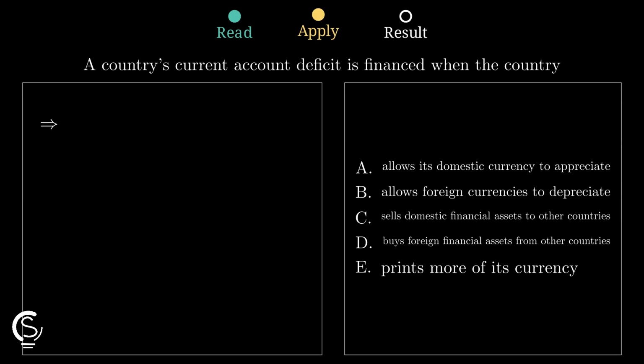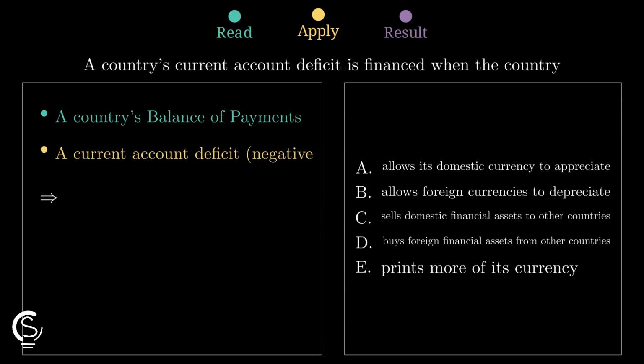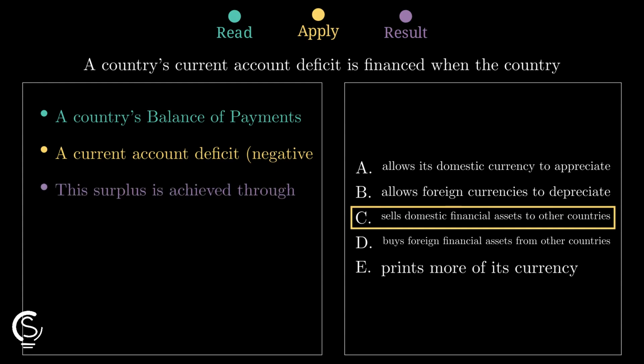To create that necessary financial surplus, a nation must bring in more capital from abroad. This happens when the country sells its domestic financial assets to eager foreign investors and banks. Selling these assets provides the cash needed to cover the deficit. That makes option C our final winner. You totally nailed this economics concept.